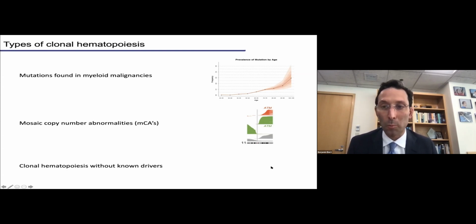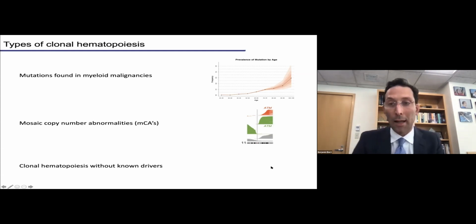In addition, there's a somewhat separate field that's grown up of investigators studying mosaic copy number abnormalities. Those are larger chromosomal abnormalities, gains and losses of chromosomal material that are very large. And we know that that's associated with disease because we've known for decades that there are copy number changes in MDS. That's why we get cytogenetics in all of our patients.